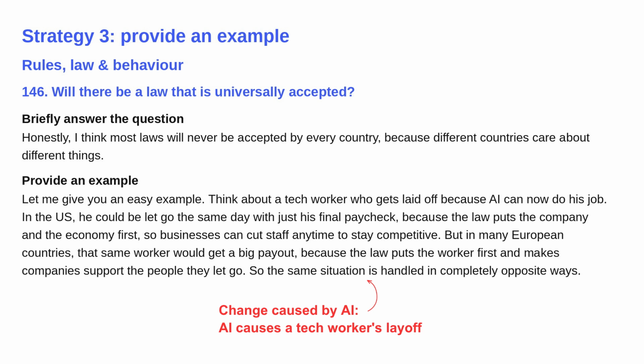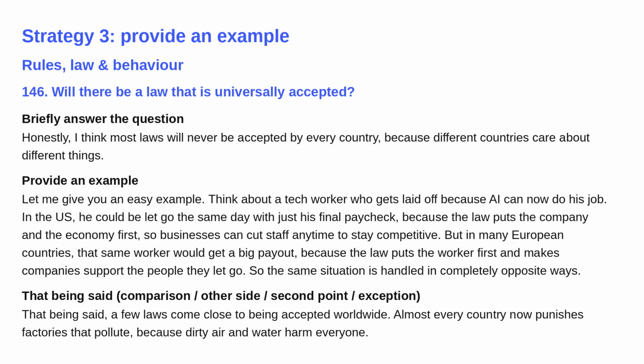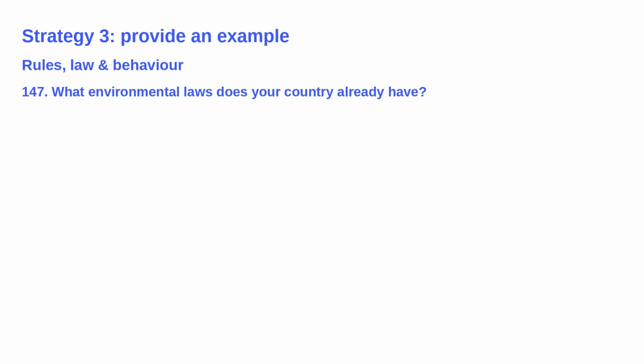But in many European countries, that same worker would get a big payout because the law puts the worker first and makes companies support the people they let go. So the same situation is handled in completely opposite ways. That being said, a few laws come close to being accepted worldwide. Almost every country now punishes factories that pollute because dirty air and water harm everyone.